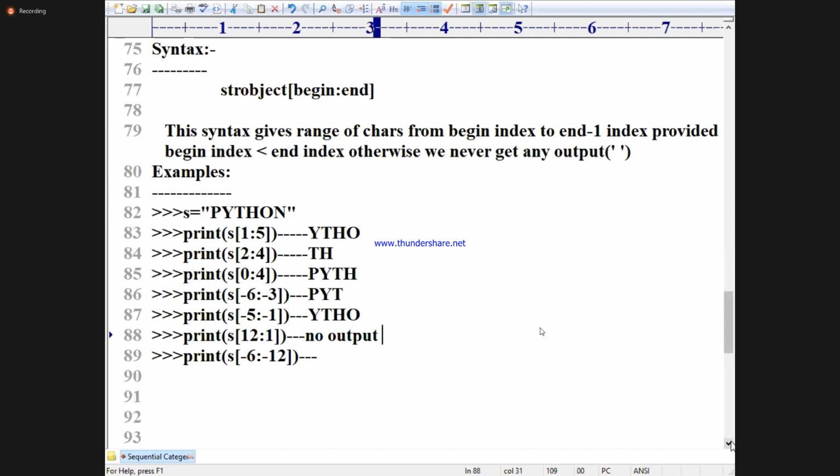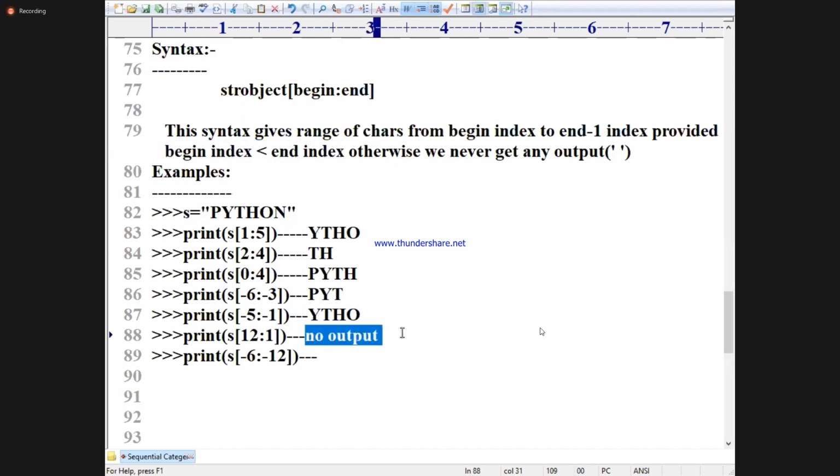In slicing, we never get any index error. This is very, very important. I will show you that no output. Why? 12 less than 1. First of all, valid condition or invalid condition? Invalid condition. Just now I told you, ma. What is that? Otherwise, begin index less than end index. Otherwise, we never get any output.